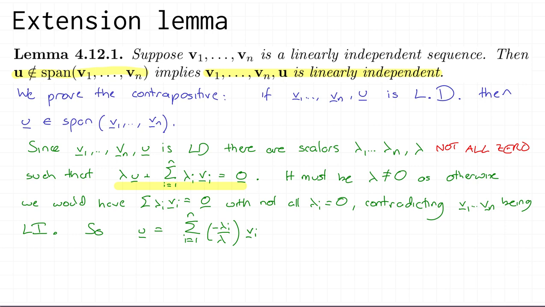Okay, that is a linear combination of v1 up to vn. Those lambda i's over lambdas are just some scalars, so we have that this is an element of the span of v1 up to vn. Okay, so we've finished our proof. We've shown that if there is a linear dependence between the vectors v1 up to vn and u, then u is an element of the span of v1 up to vn. We proved our extension lemma.